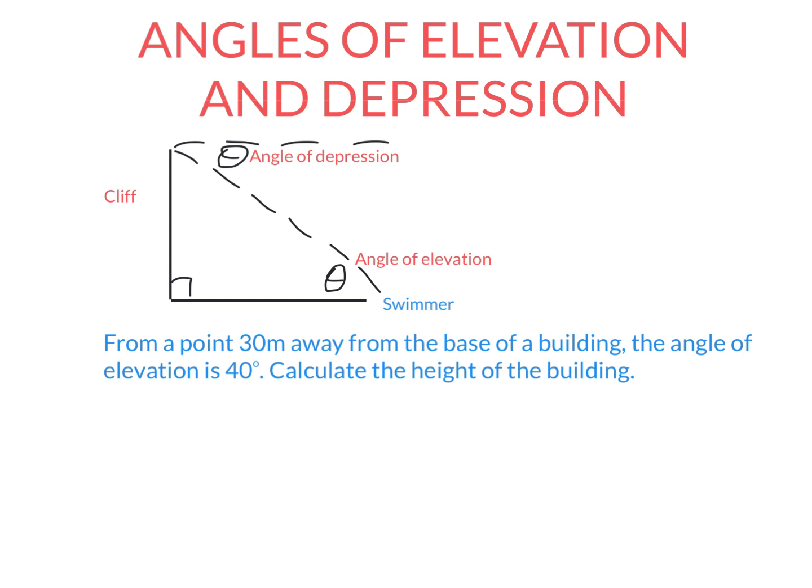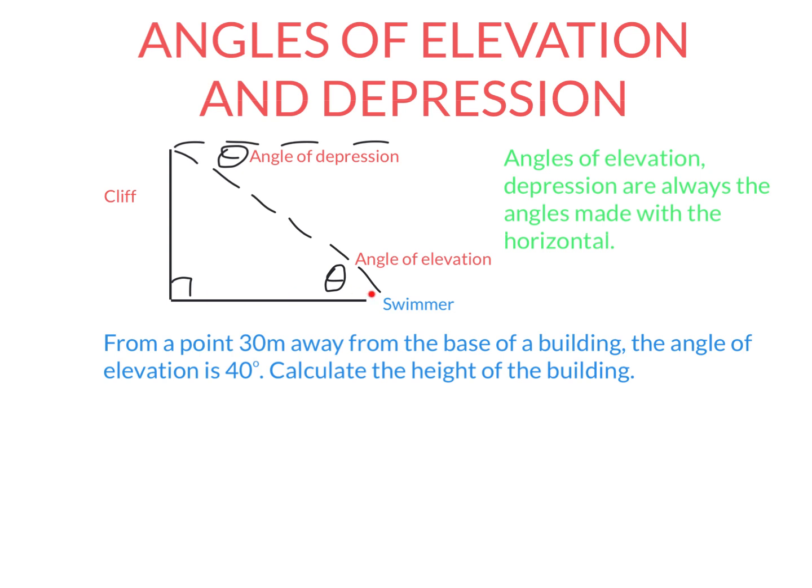So note a very important point: the angle of depression and elevation are always the angles made with the horizontal. So of course horizontal goes this way. Angle of elevation is this made with the horizontal. Angle of depression is the angle made with the horizontal. This angle here is the angle made with the vertical cliff, and it's not the angle of depression and elevation. Really important you don't mix up these two angles or you'll get the wrong answer.